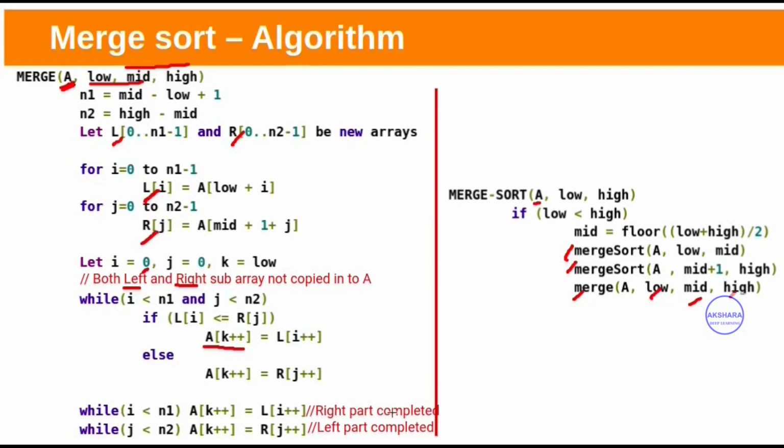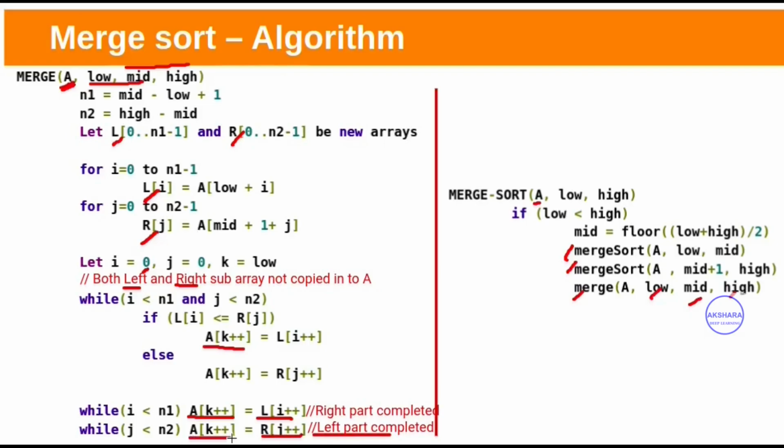Suppose the right part is completed, meaning array R's elements are completely copied into original array A. In that case we will have only the left subarray. Anyway, elements from the left subarray are in sorted order, so we can simply copy all the elements within this left subarray into the original array. Suppose the left part is completed, then we can copy all the elements within the right subarray into original array A.